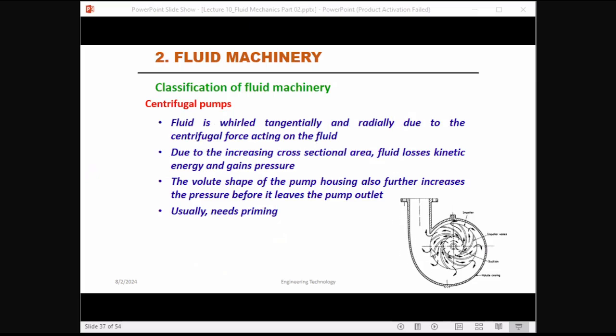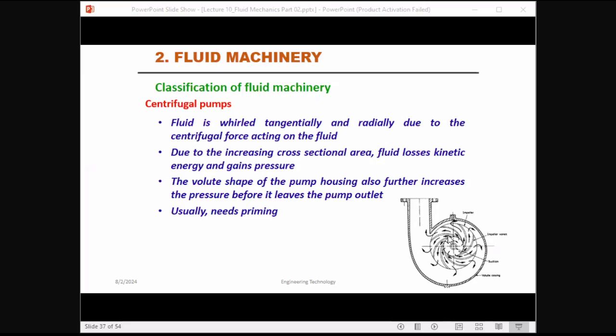Then another thing is this spiral design helps to guide this water fluid, and this spiral design also minimizes losses inside of the path. Okay, these are the cases.